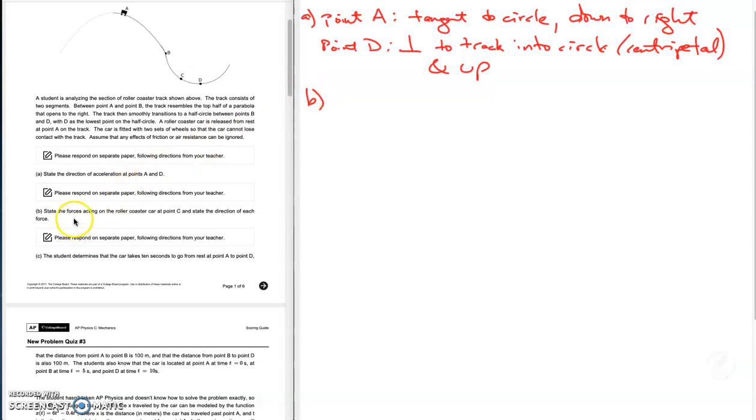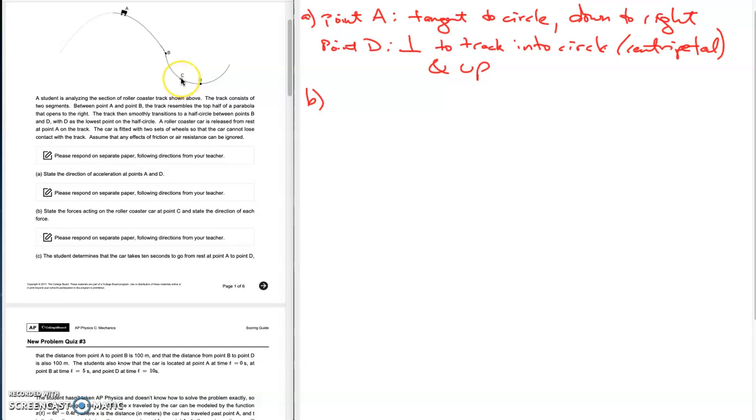All right, part B. What forces are acting on the coaster at point C? So at point C, they have chosen that on purpose, because at point B, the track is essentially falling out from underneath it. You would only have gravity. You don't have much from the track there. That's the transition between the parabola and the circle. But here, we're definitely in the circle.